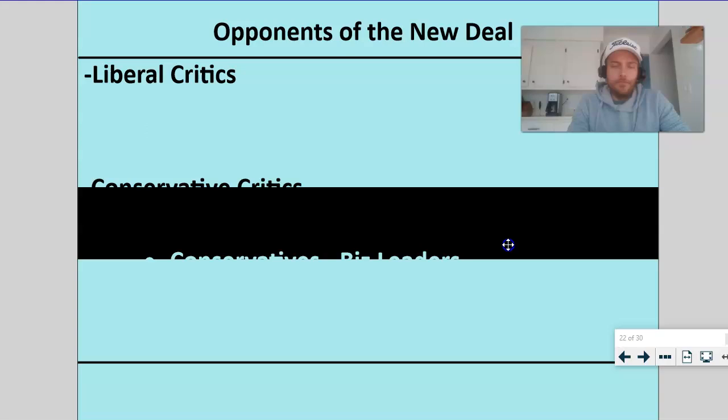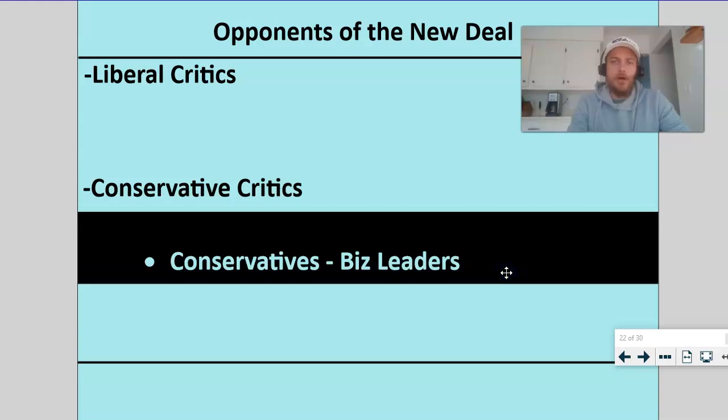Now, for the conservative critics, you're going to have just the general group of conservatives and business leaders. They are more numerous than the critics on the left. And they really argued that the New Deal programs gave the federal government too much power, and some of these acts bordered on socialism. Sometimes the word communism would get thrown out there, because there's no better way to get people riled up in the United States of America than just calling something communist, right?